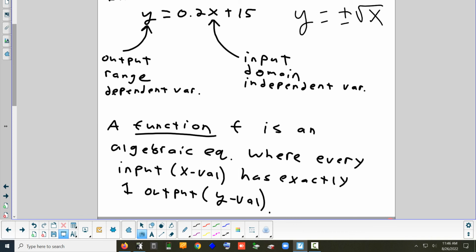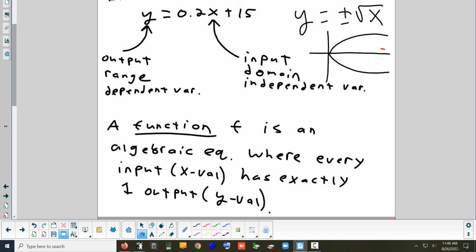If you plug in an x value of 36, what do you get for a y value? A negative 6. A negative and a positive 6. So you plugged in 36 for x, and you got positive 6 and negative 6 for y. That's not a function. If you were to draw this, it would look like this. It would be the top and the bottom half of a square root function.